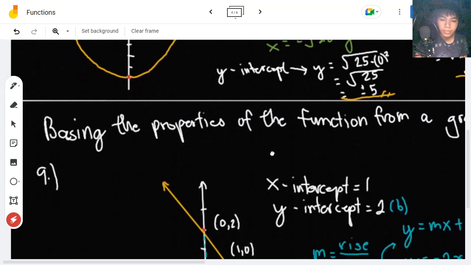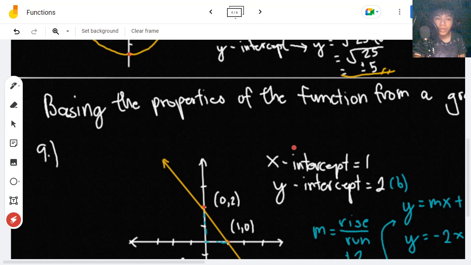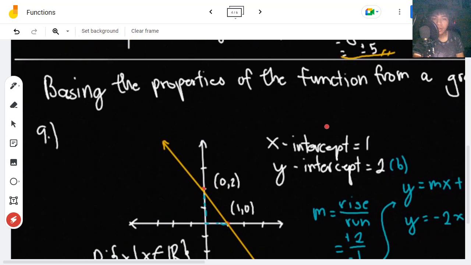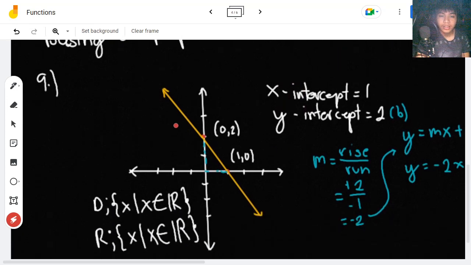Now, for our number 9, we will be basing the properties of the function from a graph. So in calculus, or in algebra in general, we will have to deal with graphs most of the time. We are not given functions most of the time, since we have to enhance our critical thinking and our analytical skills. So let's say we have this line right here. It is a linear function, right?